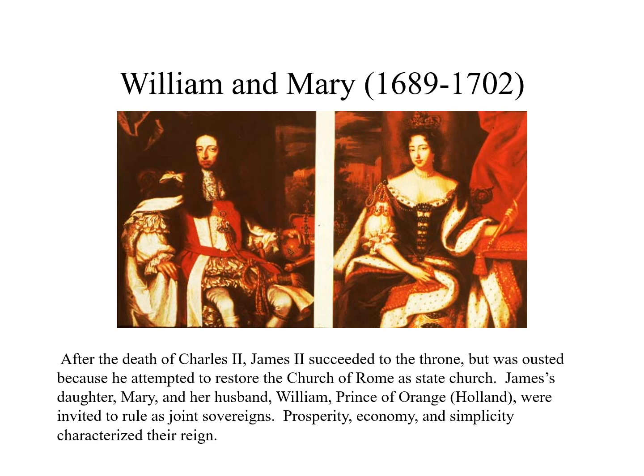After the death of Charles II, we have James II, who succeeded to the throne. He, however, was ousted because he attempted to restore the Church of Rome as the state church. James's daughter Mary and her husband William, Prince of Orange, were invited to rule as joint sovereigns. Prosperity, economy, and simplicity characterize their reign.